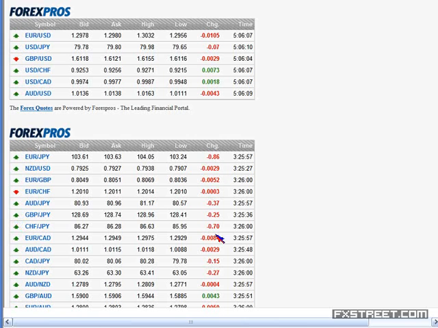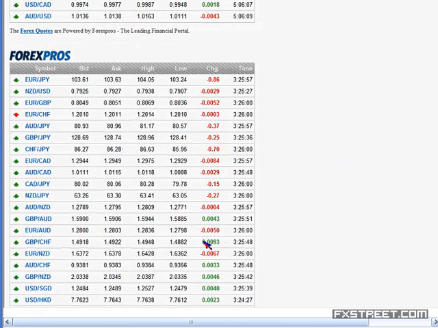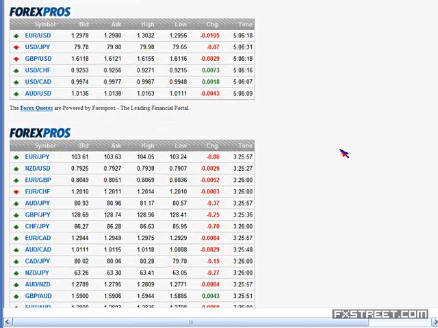So if you see in the case of the crosses, they are making bigger positive and negative net changes. In the case of euro CAD, 84 pips negative net change, and in the case of GBP CHF, they have made 93 pips positive net change. So this is how they make big moves in the crosses for the week beginning. And later on, they will come to the majors.